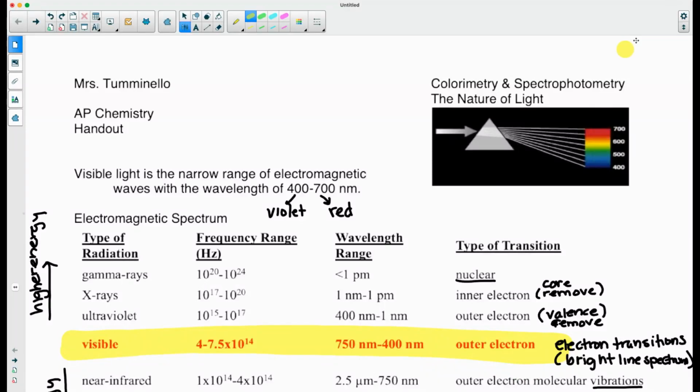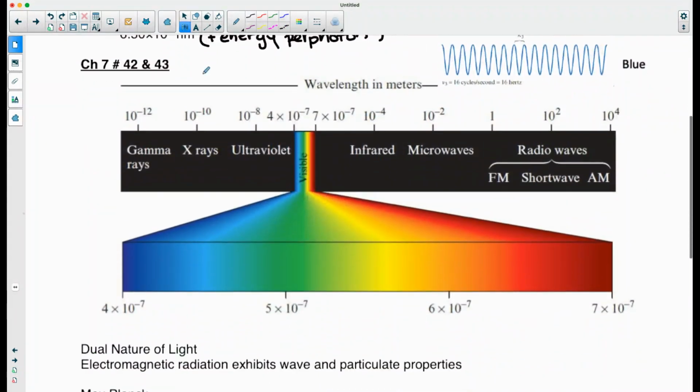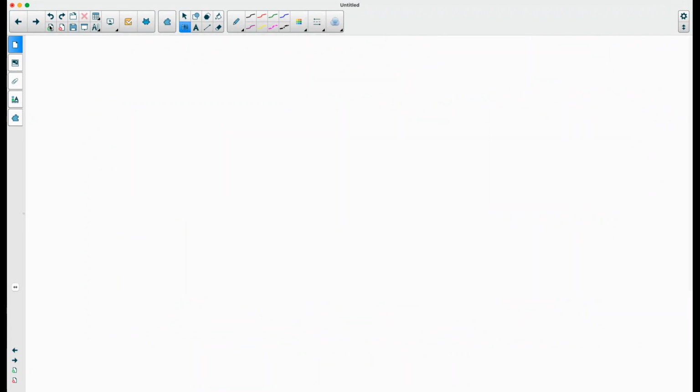Okay, so this is the second video for our mini unit on color of light, colorimetry, spectrophotometry, the nature of light. This is the second video in that mini flipped unit. We are going to pick up where we left off on the other one, but before we get there, I do just want to go back over what you learned in the other video.